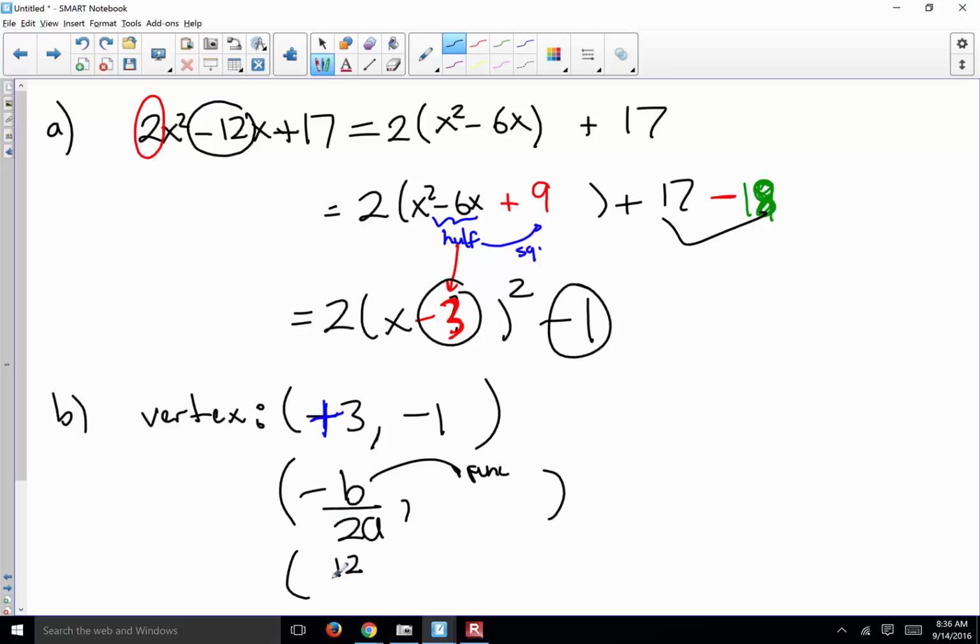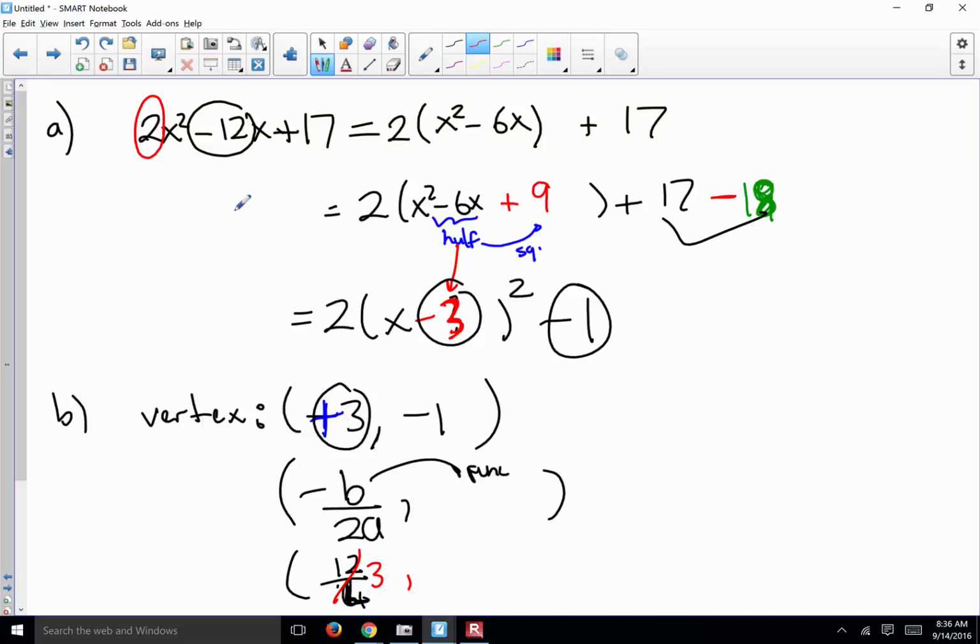12. 2a is 6. Did you get the same answer? No, this is 4. I'm sorry, 2a is 2 times a. 2 times 2 is 4. Did you get the same answer? Yes. This thing is 3. Match. Now how do I get -1?